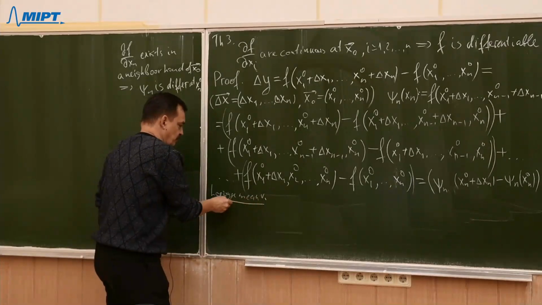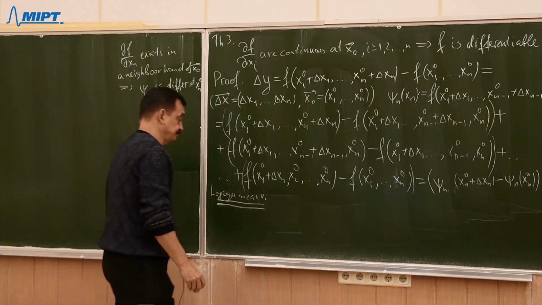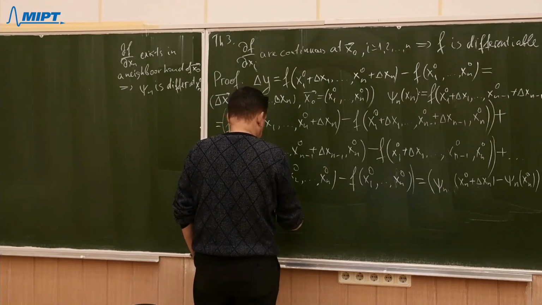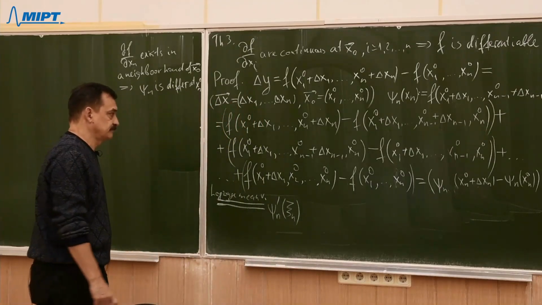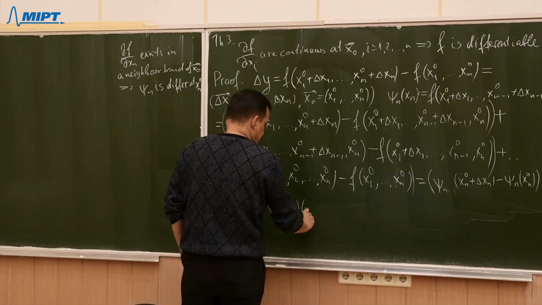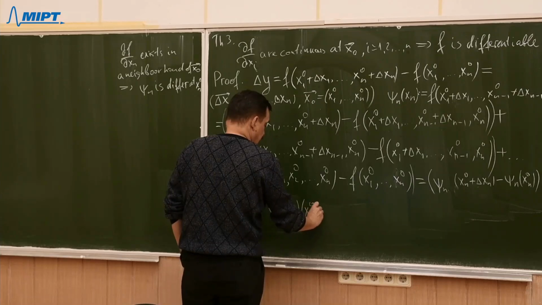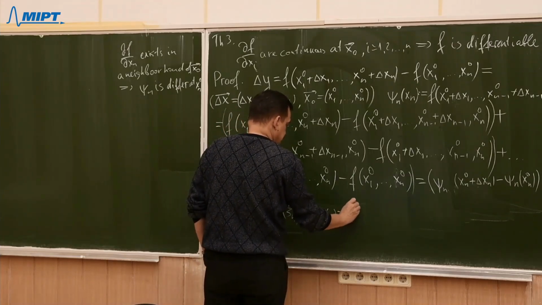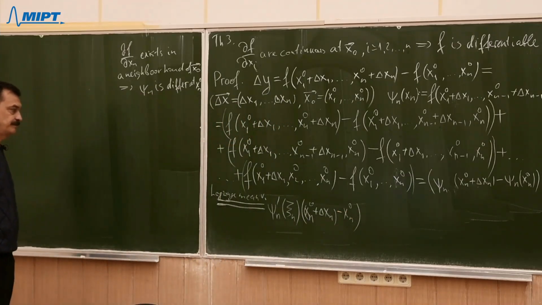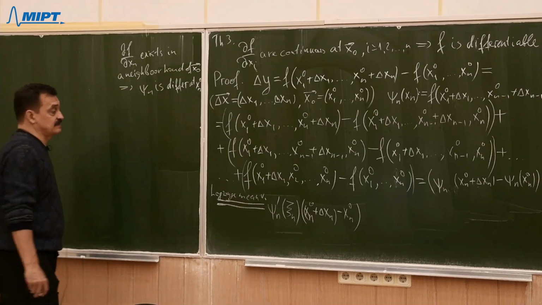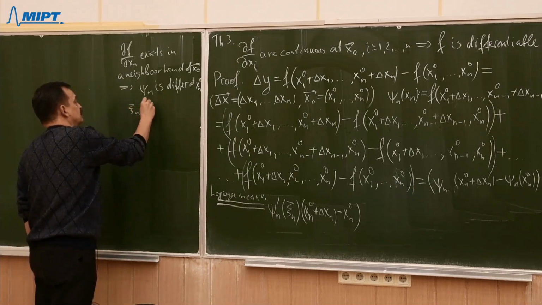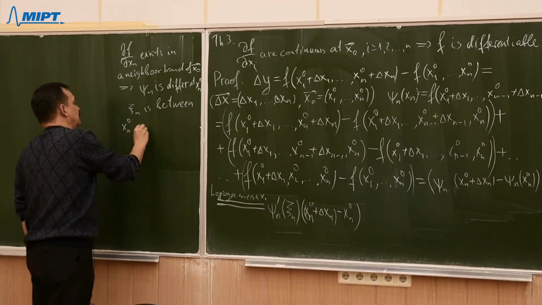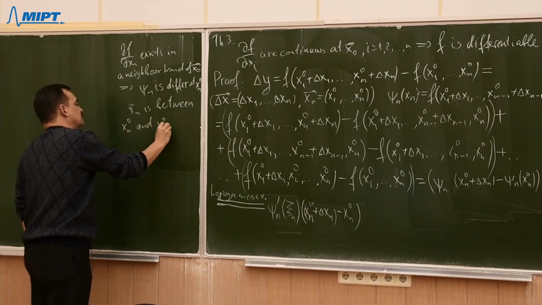And then what we obtain? There exists a point between, let me denote that point psi n, times difference of values of x n. So psi n is somewhere between x naught and x naught plus delta xn.